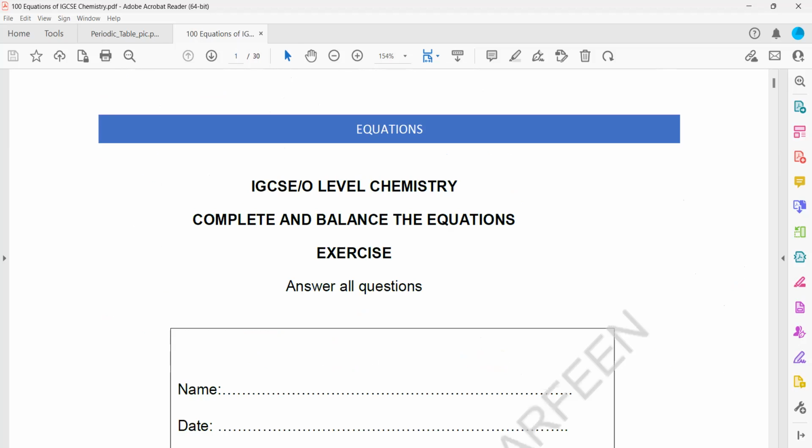So this was from till page 23. The remaining we'll do in the next session.